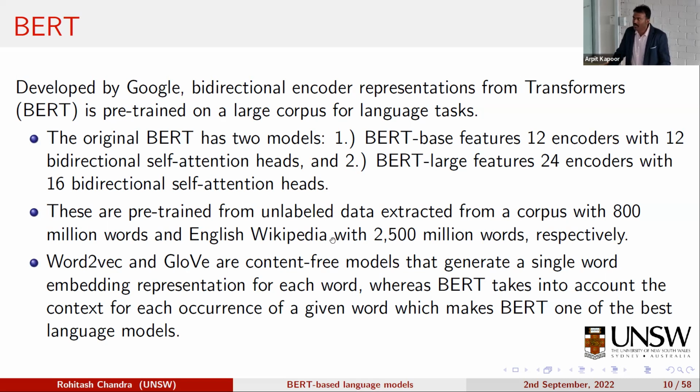And they are pre-trained from unlabeled data extracted from a corpus with 800 million words, and English Wikipedia with 2,500 million words respectively. So you can see that it's a huge data set. And if you want to train it from scratch, then that's going to take a lot of computational power. That's why it's there. The basic one is free to download and use, but the large ones and other advanced versions you will pay to download.